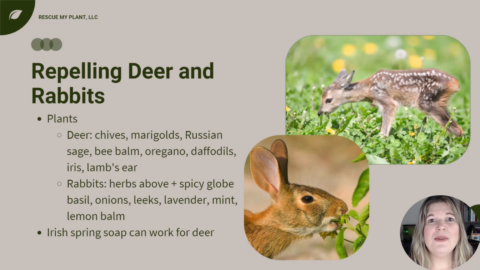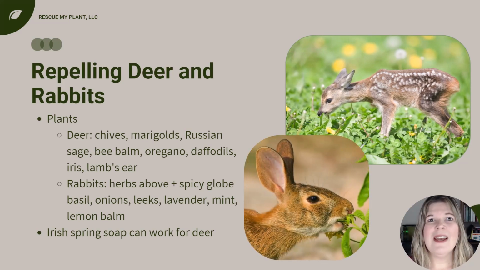When it comes to the deer and rabbits, you can plant a strong scented herb around the perimeter of your garden to help protect it. Some plants that repel deer include chives, marigolds, Russian sage, bee balm, oregano, daffodils, iris, and lamb's ear.